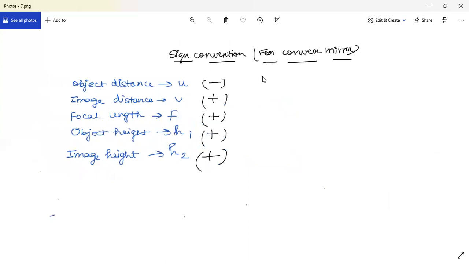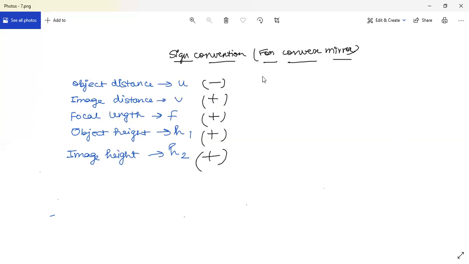Very easy to remember. See, you know that object distance will always be negative, right? Always. There's no chance that you can keep it behind the mirror. So it'll be negative. And all the others are positive over here. Image distance, focal length, object height, image height, everything is positive. So it's very easy to remember.